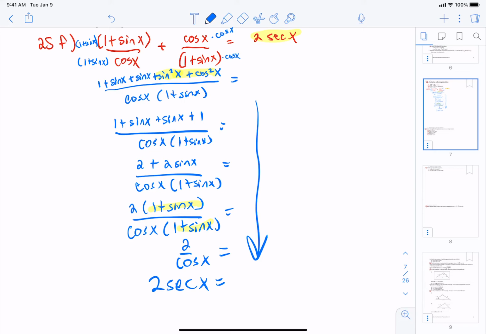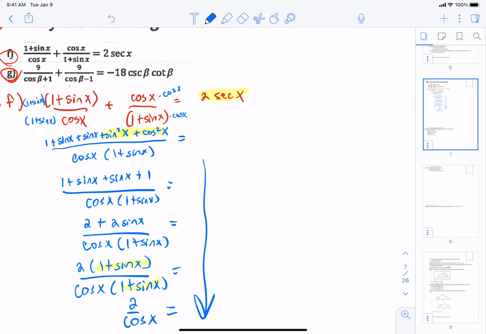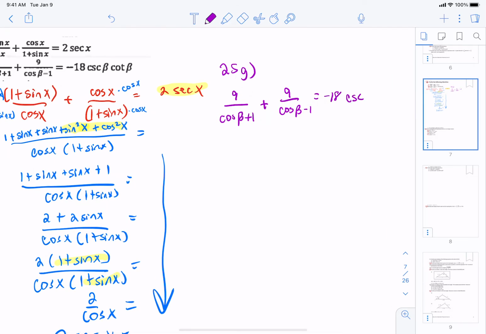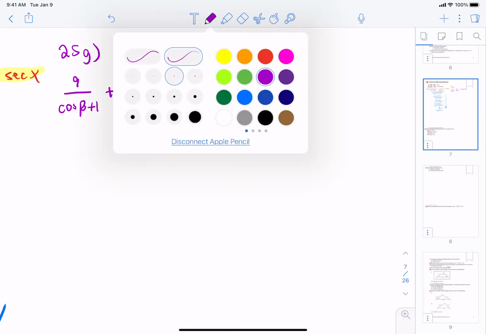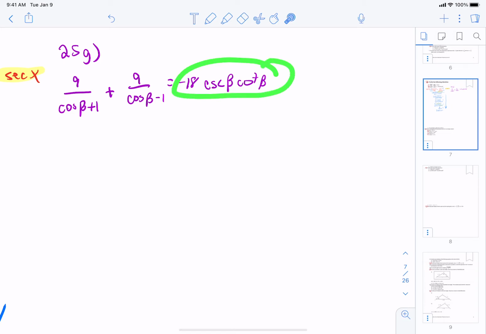So there's 25F. Now let me write down 25G. I'll write it over here. Okay. So here is 25G. So, even though I should only ever touch and manipulate one side, I am going to just give myself a little hint. And I'm going to write down what is this really, what is that?